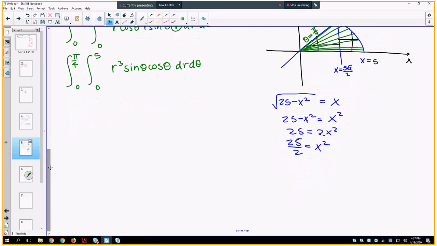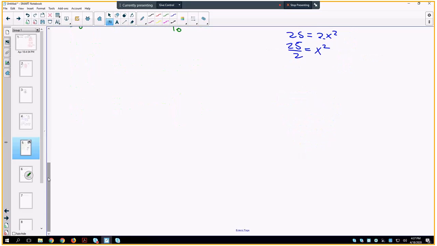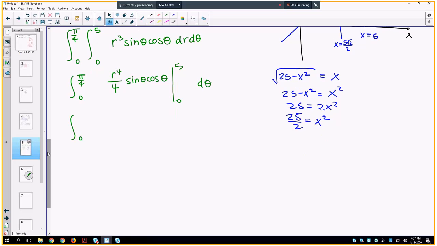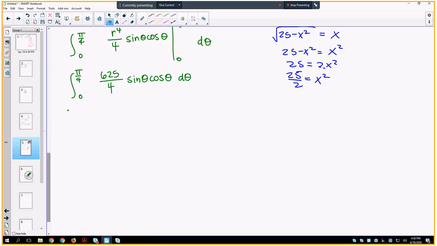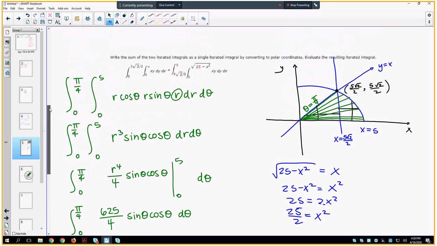My first integration is with respect to r, so I'm going to consider theta as a constant. So this is 0 to pi over 4, r to the power 4 over 4 sine theta cosine theta, evaluated between 0 and 5, and then I'll integrate with respect to theta. So that's integral 0 to pi over 4, 5 to the power 4, 625, and of course 0 to the power 4 is 0. So I'll pull my constant out.